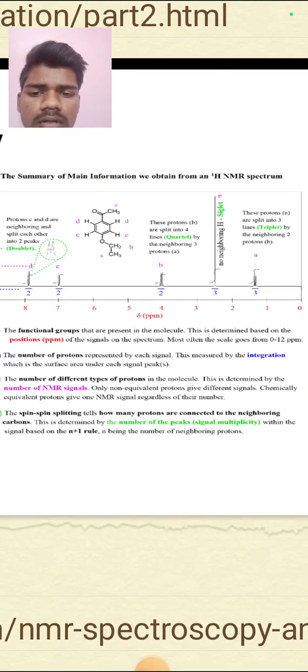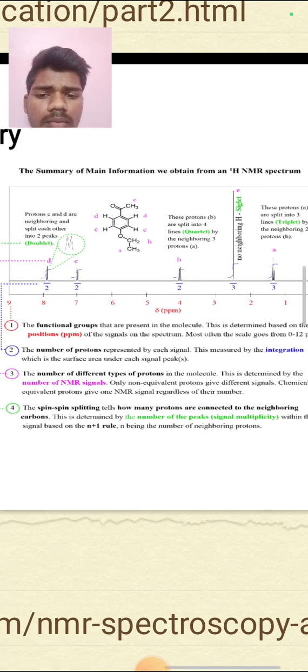First point, the functional groups that are present in the molecule. That is determined based on the positions of the signals on the spectrum. Most often the scale goes from 0 to 12 ppm.